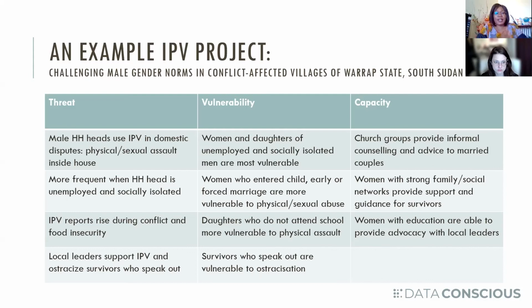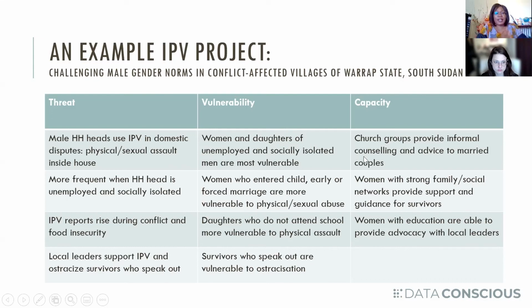In terms of the vulnerabilities to those threats, we have women and daughters of unemployed and socially isolated men who are going to be the most vulnerable to the physical and sexual assault inside the house. We also have women who entered child, early or forced marriage as being more vulnerable to physical or sexual abuse. And we have daughters who are not attending school as more vulnerable to physical assault because they're in the house for more of the time where the abuse takes place. And then lastly, survivors who speak out are at more risk of the ostracization that happens to those who speak out. So those are the vectors and the parameters of vulnerability to those threats.